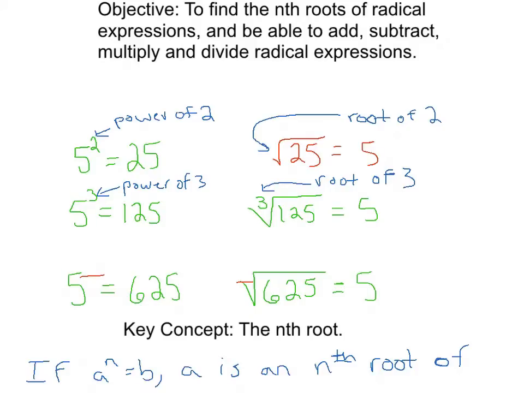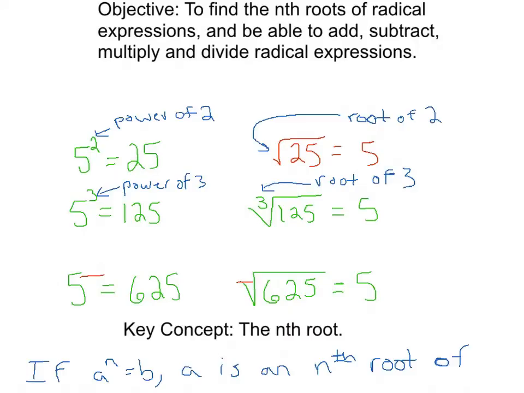Well, it goes on. So 5 to the power of 3, we have 5 cubed is equal to 125. If we reverse that equation, we know the cube root of 125 is also 5. Well, the cube root means what number times itself 3 times will give us our radicand. So 5 times 5 times 5 is 125.